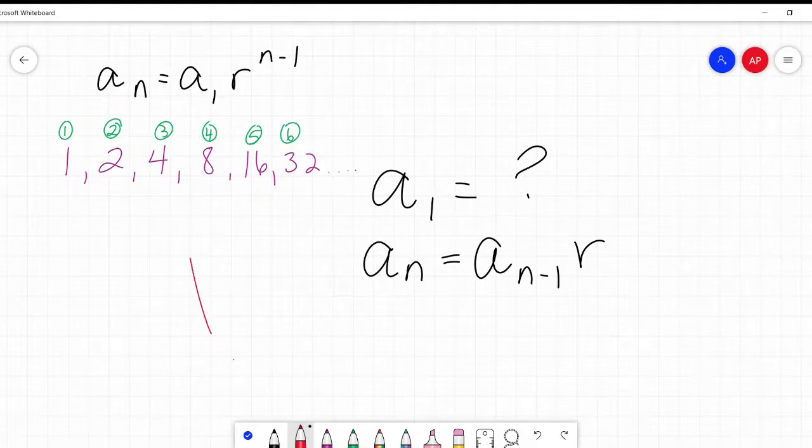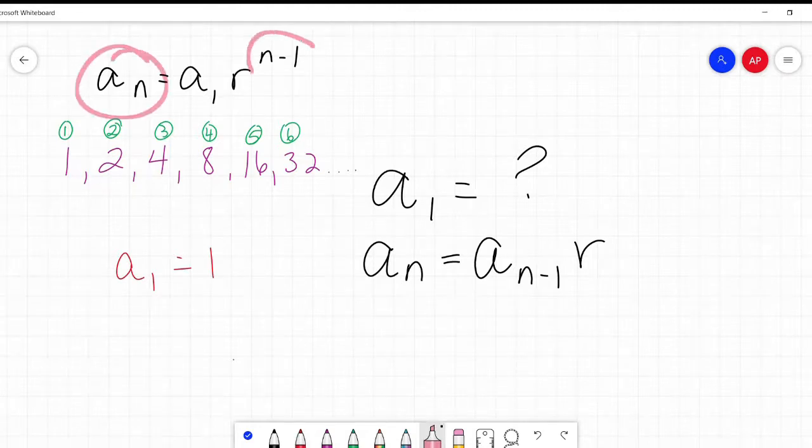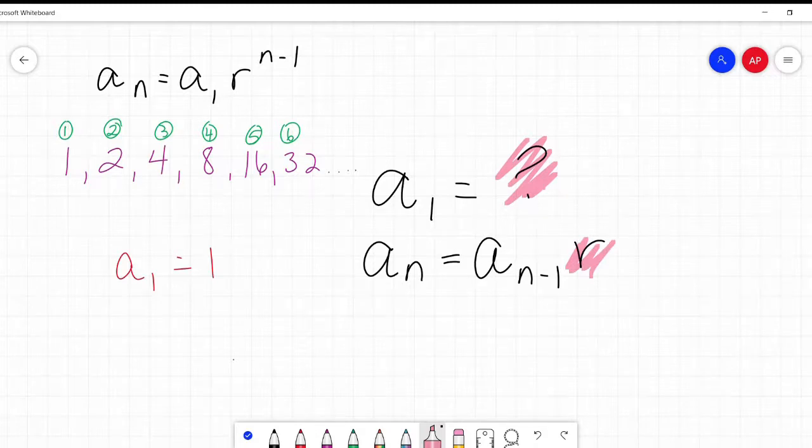So for this sequence right here, let's take a look at it. We would say a sub 1 is 1. So you have to tell the person first what it is. And just like with this one that's up here, we leave the a sub n and the n minus 1, we leave that alone. In this case, like up here, we had to fill in a sub 1 and the ratio. That's all we have to do over here as well. We fill in a sub 1 and the ratio. That's it. Don't touch anything else.